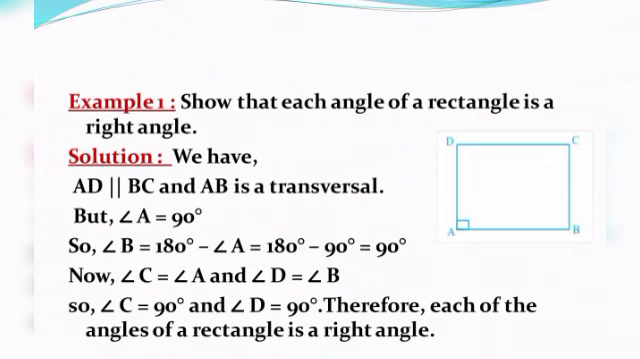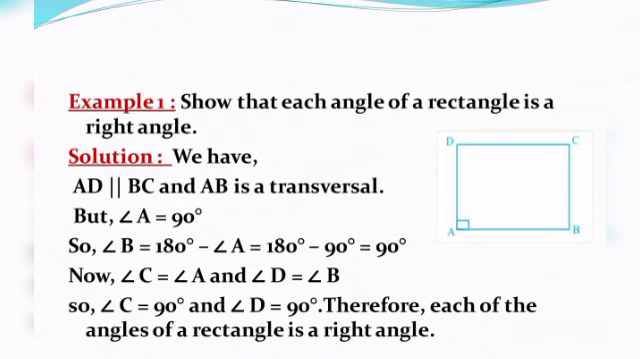Here is the problem. Show that each angle of a rectangle is a right angle. Let us recall what a rectangle is. A rectangle is a parallelogram in which one angle is a right angle. Now look at the figure. Let ABCD be a rectangle in which angle A equals 90 degrees. We have to show that angle B equals angle C equals angle D, which is equal to 90 degrees.